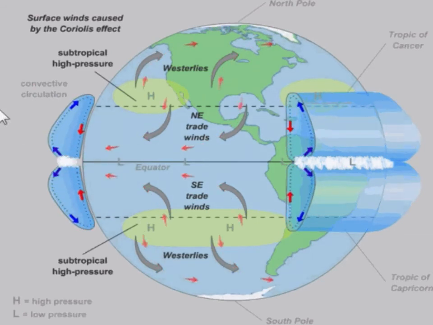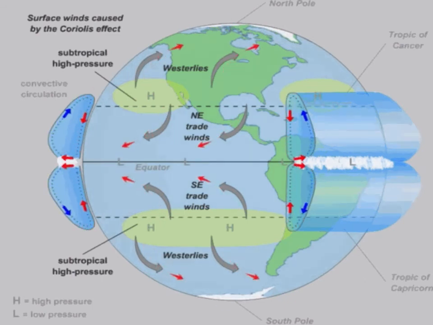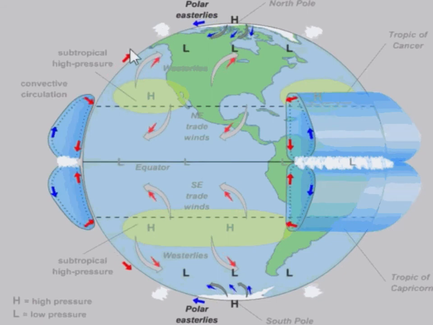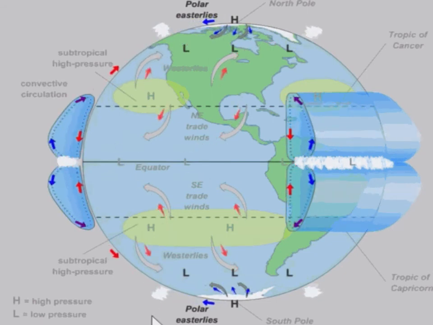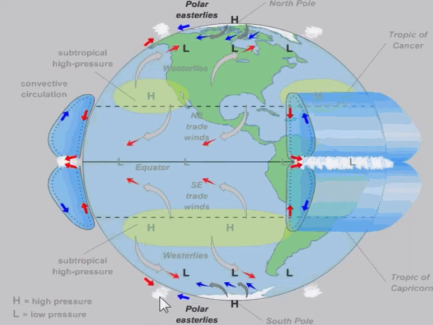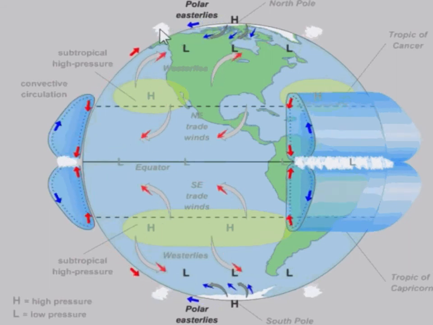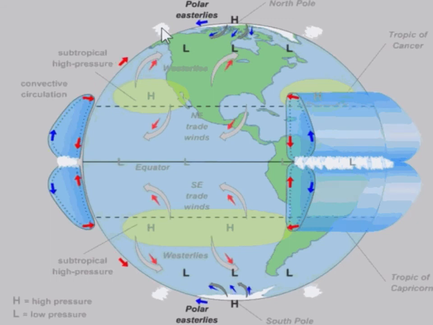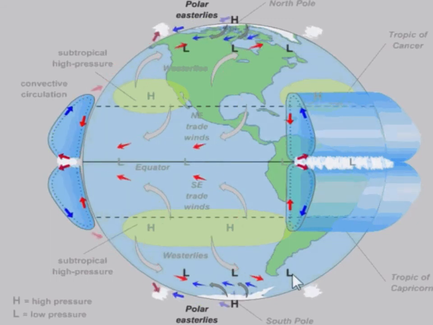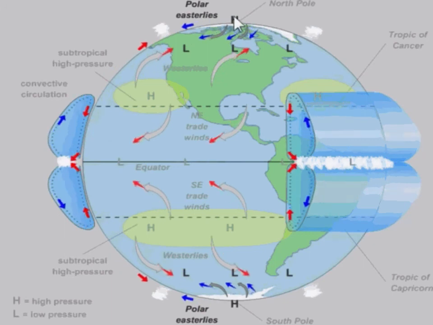And at the poles, the air is still cool and heavy, so it sinks and moves toward the south from the north pole, and toward the north from the south pole. So another movement takes place because of the cold. Now, when they hit together, see this location where both are hitting together, what happens here? They cannot crush, so they go upwards.